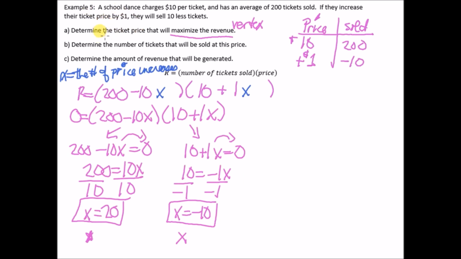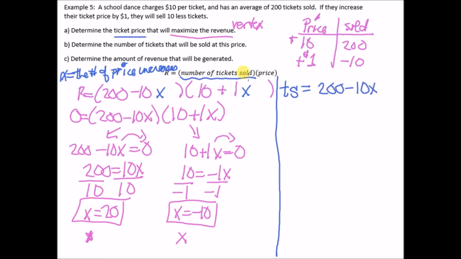But here's the thing. It says determine the ticket price. So we actually have two chunks of this equation. We have an expression for the number of tickets sold, which is 200 minus 10x. And we have an expression just for the price, 10 plus 1x.